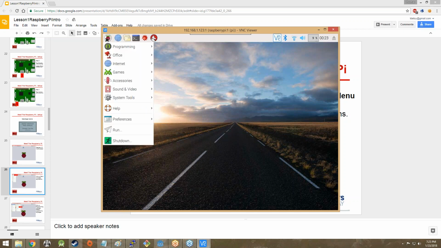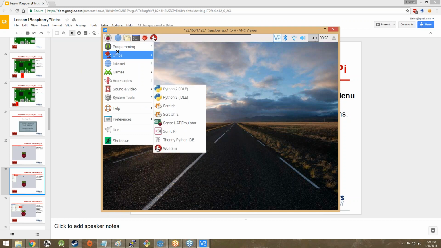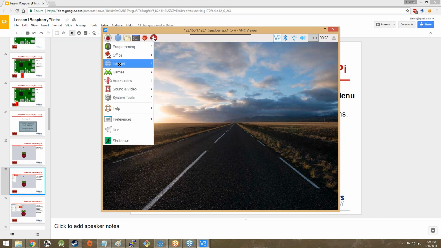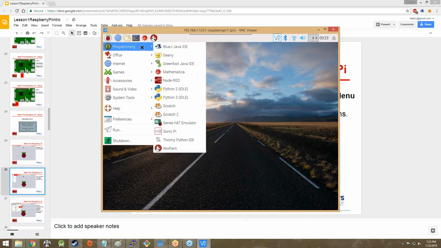So you've got your main Pi menu over here with a bunch of different stuff on it. You've got programming, Office, Internet, games, accessories, sounds and video, and system tools, as well as help, preferences and so on and so forth. But good enough for us. We're going to check out what's in the programming one because we're going to be messing around with that stuff.